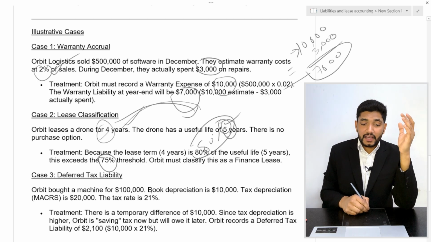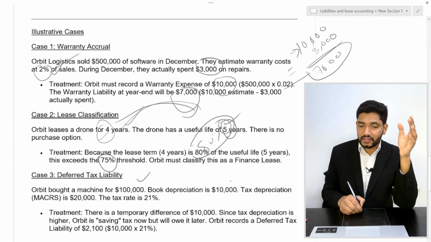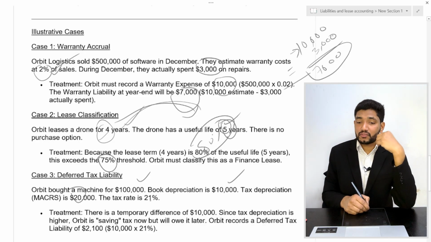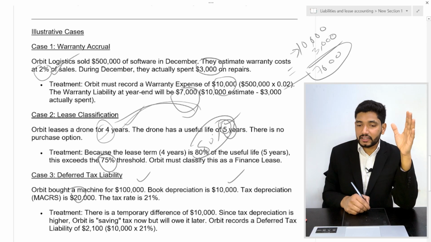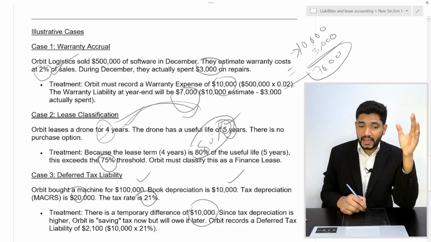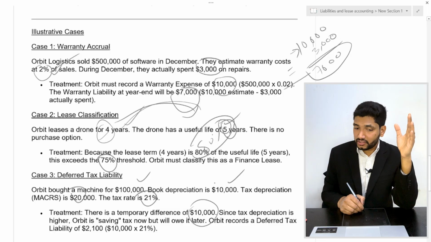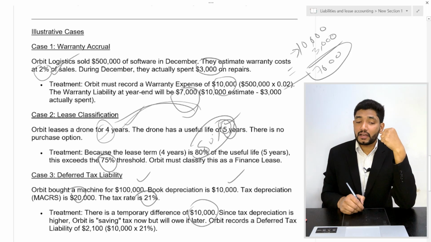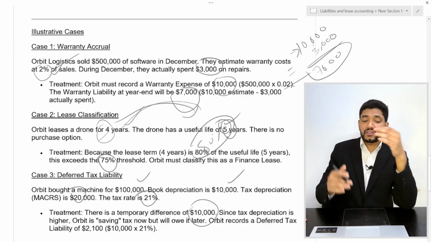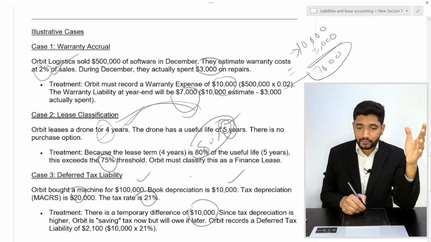So, let us move into the third case. Orbit bought a machine for 100,000 and its book depreciation is 10,000 and tax depreciation is 20,000, because for tax purposes they are using accelerated depreciation. The tax rate is 21%. So, there will be a temporary difference of 10,000, because the book depreciation is 10,000 only and the tax depreciation is 20,000. So, in the tax calculation there will be a 10,000 higher depreciation.